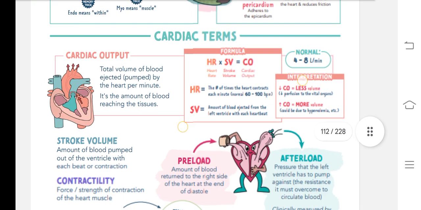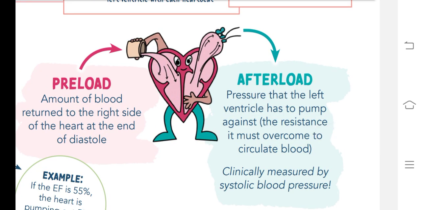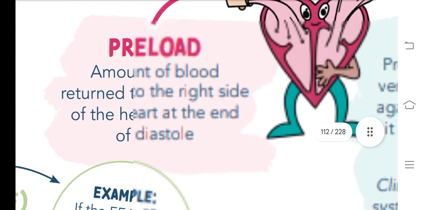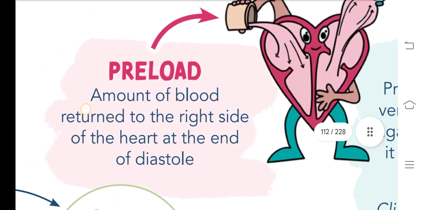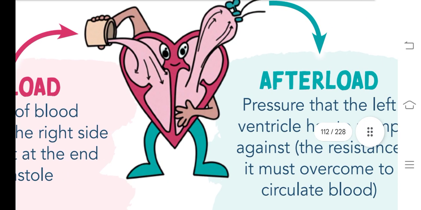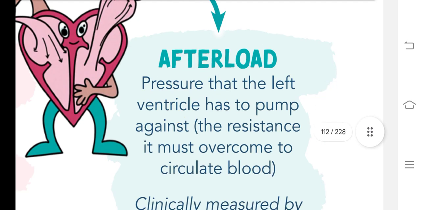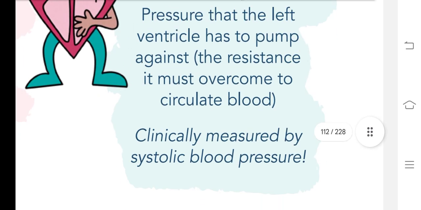Okay. Then we have another term which is preload and afterload. Preload is the amount of blood which is returning to the right side of the heart at the end of diastole. This is simply known as preload. Then we have afterload. Afterload is the pressure that the left ventricle has to pump against, the resistance it must overcome to circulate the blood. Clinically it is measured by systolic blood pressure.